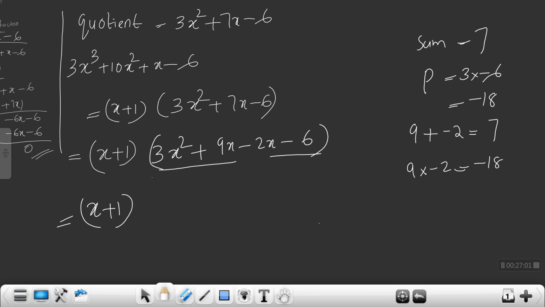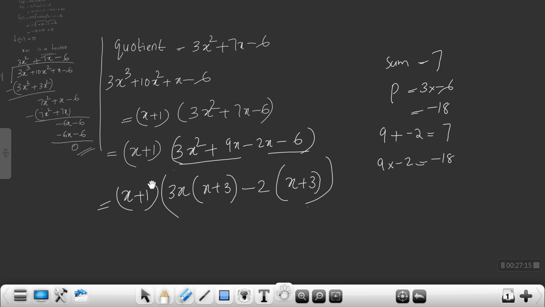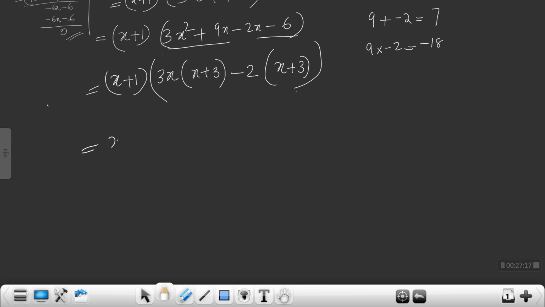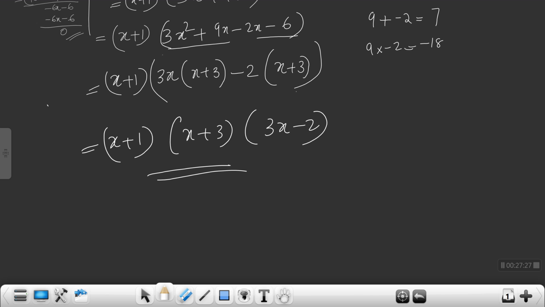Group the terms and take the common term outside. Here 3x is common. So 3x into x plus 3. Here negative 2 is common. So negative 2 into x plus 3. Here x plus 3 is common. So x plus 1 into x plus 3 into 3x minus 2. So the factors of the given expression are x plus 1, x plus 3 and 3x minus 2.